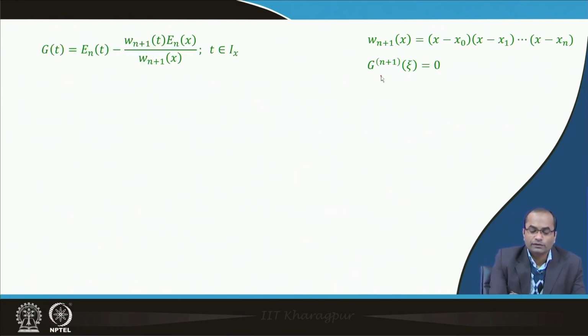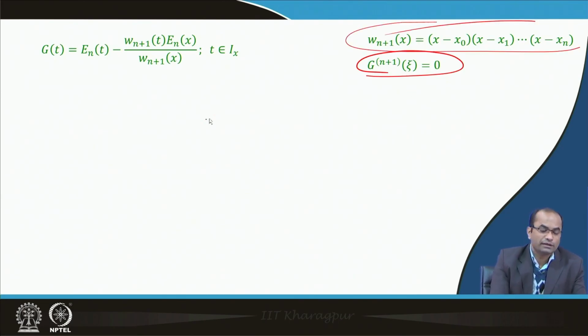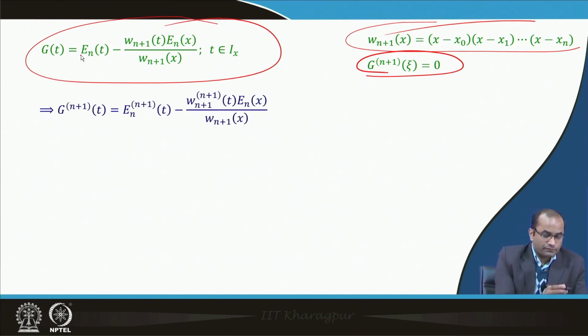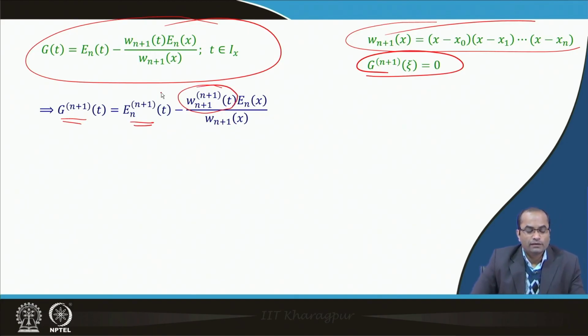So, what do we have? We have g n plus 1 xi equal to 0, w n plus 1 was defined by this product, and we have this function which we have started with. Now, we can talk about the n plus 1th derivative of this, that is E n plus 1th derivative, and the n plus 1 derivative of this w t, the rest here are just fixed values.